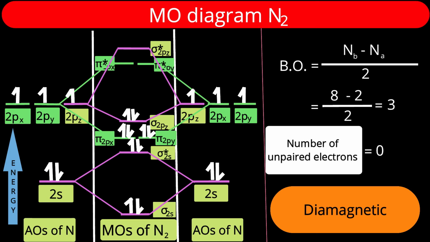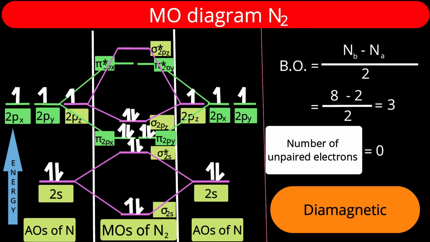8 minus 2 divided by 2. What is the answer? 3. It means 3 bonds are present in the nitrogen molecule. Let us describe these 3 bonds. I said electrons in sigma 2s will help and electrons in sigma star 2s will oppose bonding, so I don't consider them for discussion at this moment.